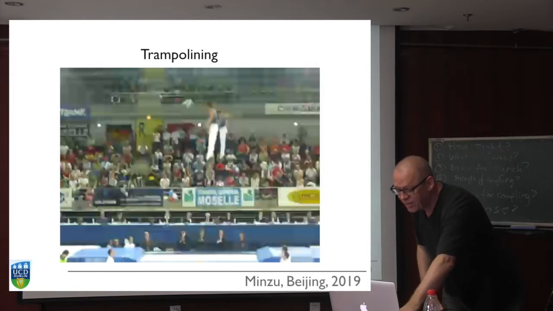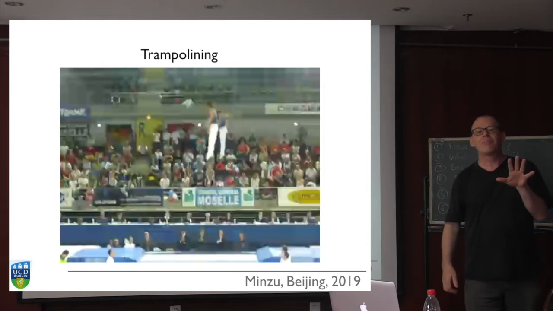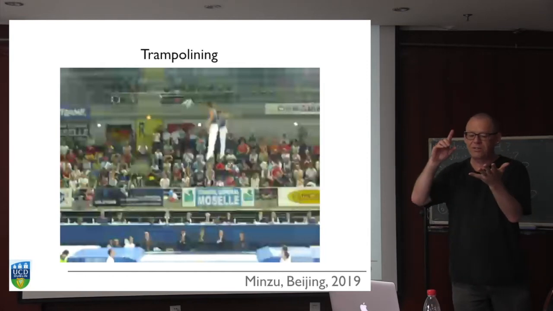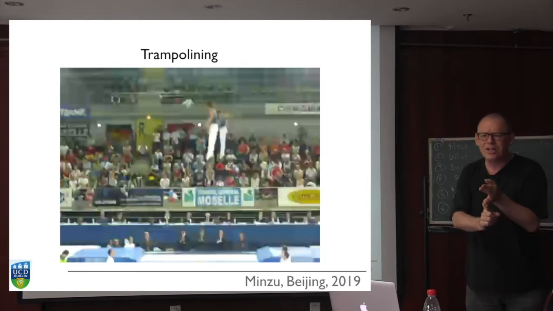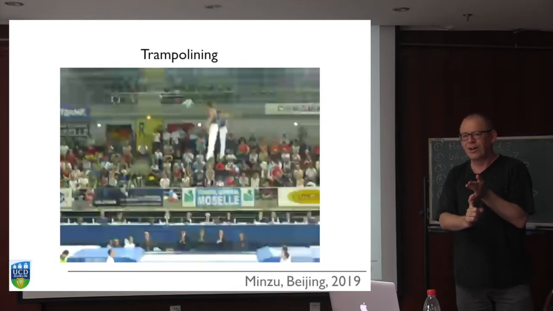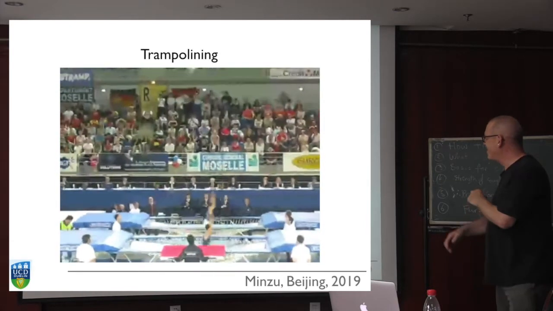So trampolining is an interesting one. There are a limited number of sports that are performed synchronously. So we've seen synchronous swimming, synchronous diving. You don't get synchronous archery, and certainly don't get synchronous football. You do get synchronous trampoline.